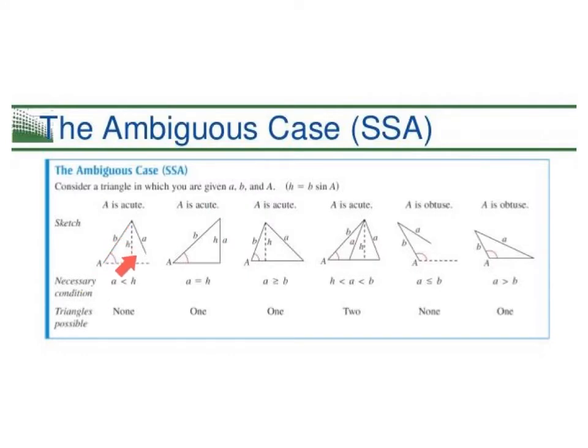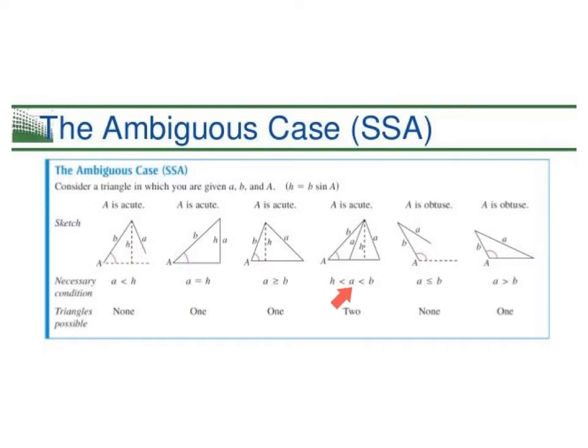If A is less than the height of the triangle, then no triangle exists. We can't reach that wall. That wall is just too short. If A is equal to the height of the triangle, well, then we have this nice little right triangle, and we can use the methods of old. If side length A is greater than or equal to B, well then we have this nice one triangle, and that's how it's going to look.